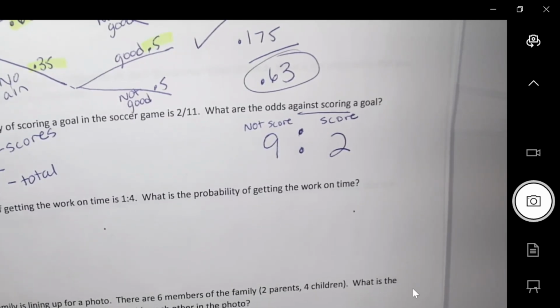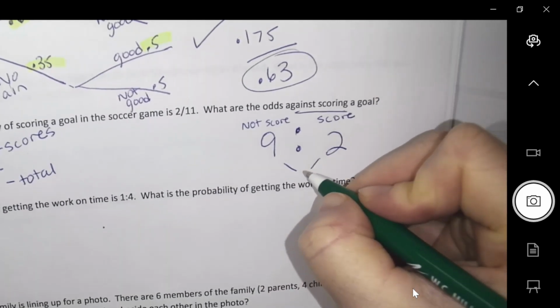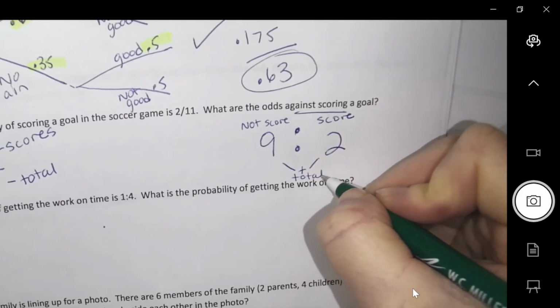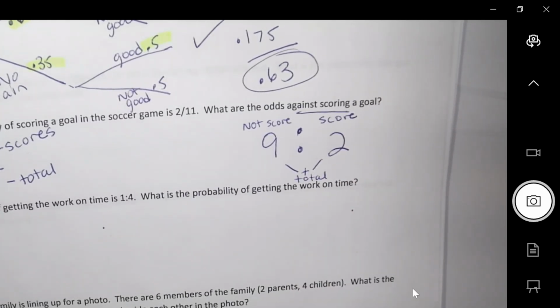Okay, something needs to go on your cheat sheet about this. These will always add to the total, right? Whatever those 2 numbers are, they will always add to the total possible.